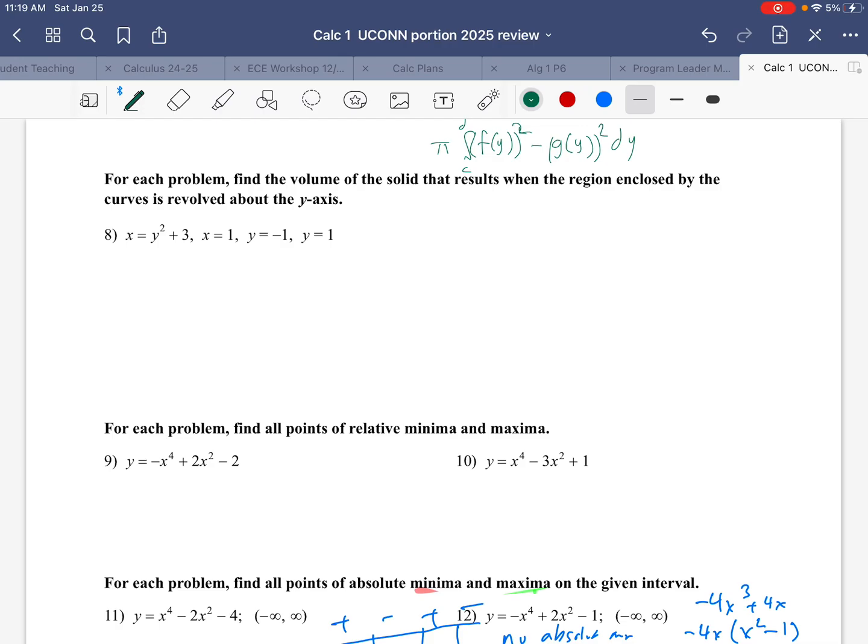In this case, I got two functions. Because it's f of y, these should look like x equals. So it's like x equals y squared plus 3, x equals 1. They're giving us two y values. These are going to be the c and the d.